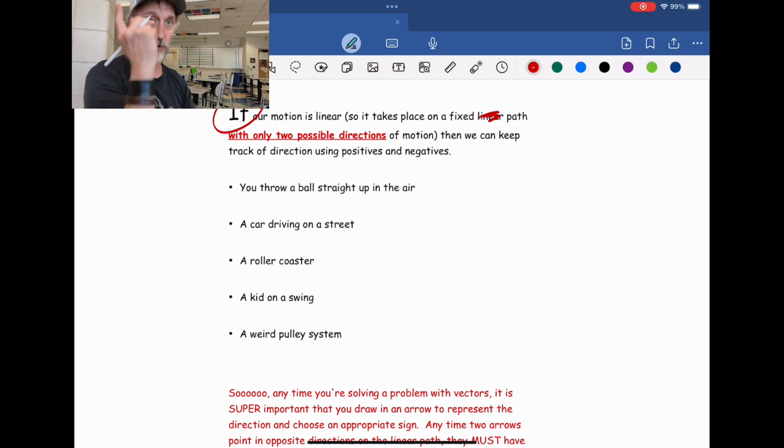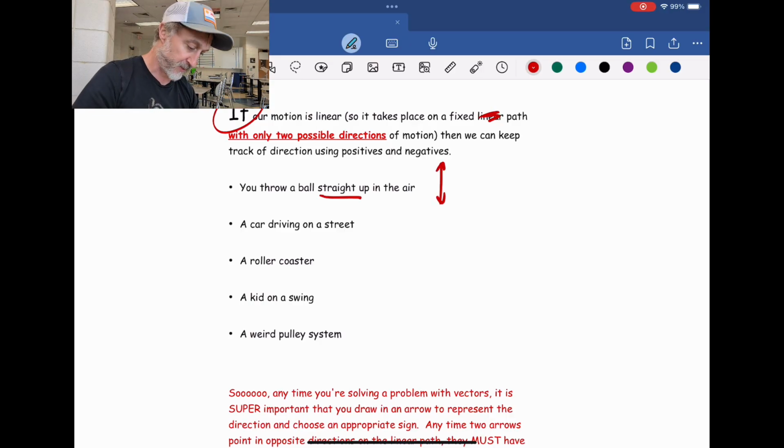When you drive on a road, you can go this way or that way, 2 directions. When you throw a ball up into the air, the ball can go up, the ball can come down, assuming you're throwing it straight up. A car driving on the street can go forwards down the street or backwards. Same thing for a roller coaster. You can go forwards on the roller coaster or backwards. A kid on a swing can swing forwards or backwards.